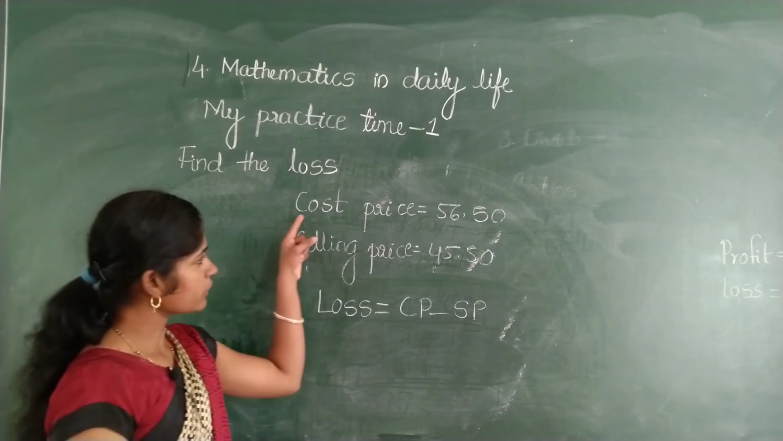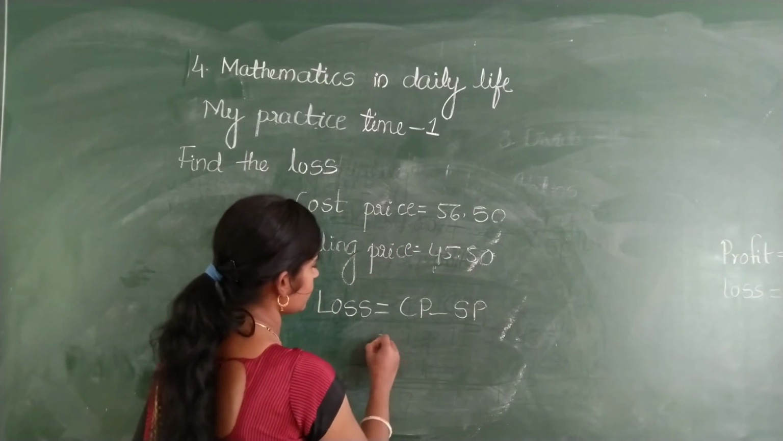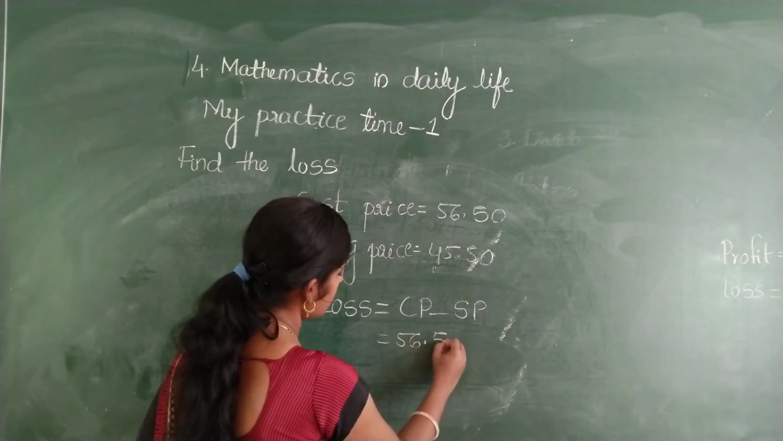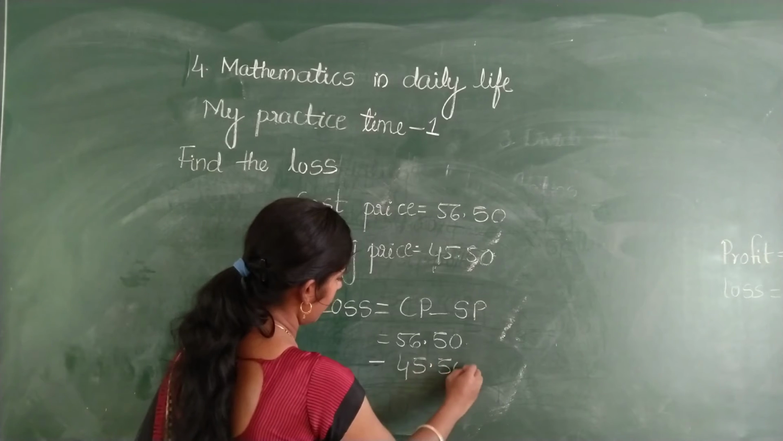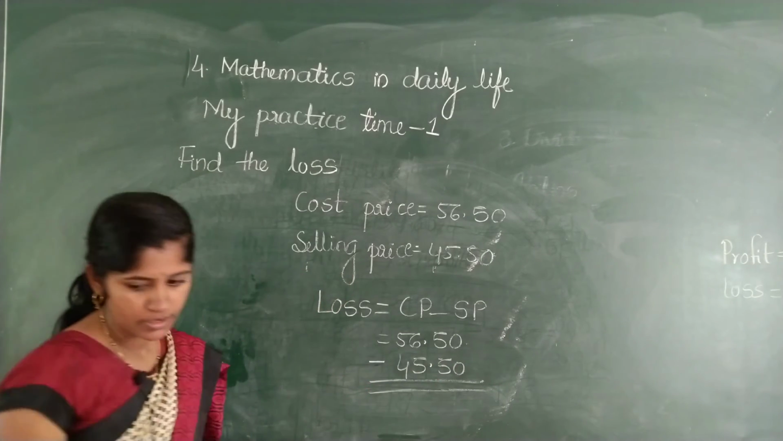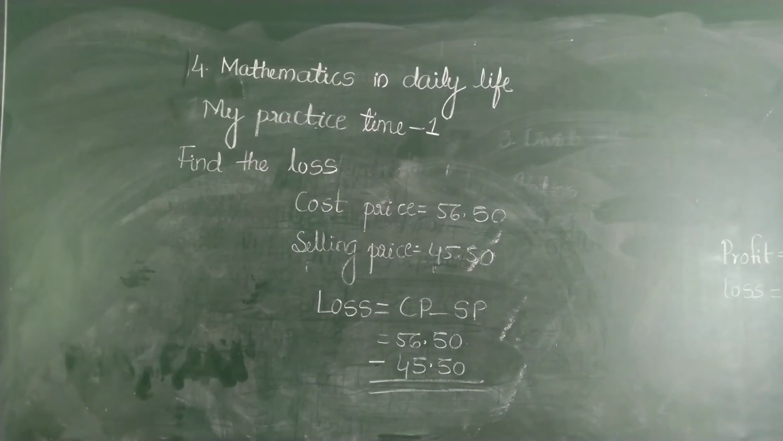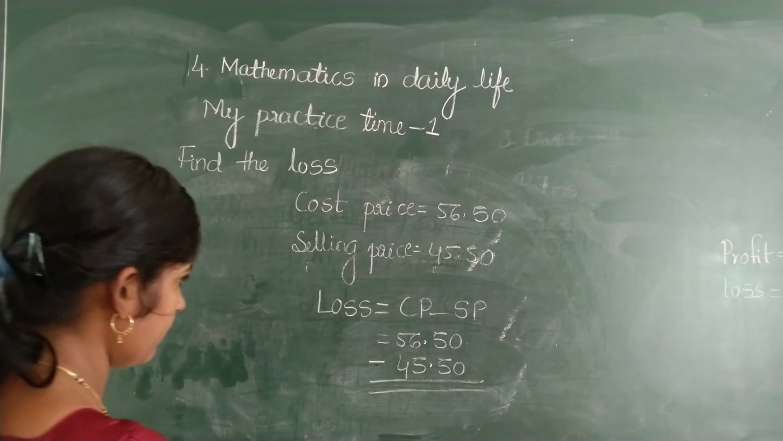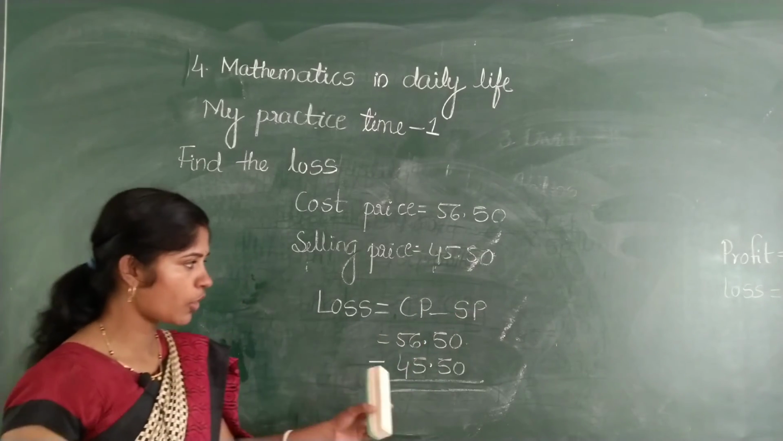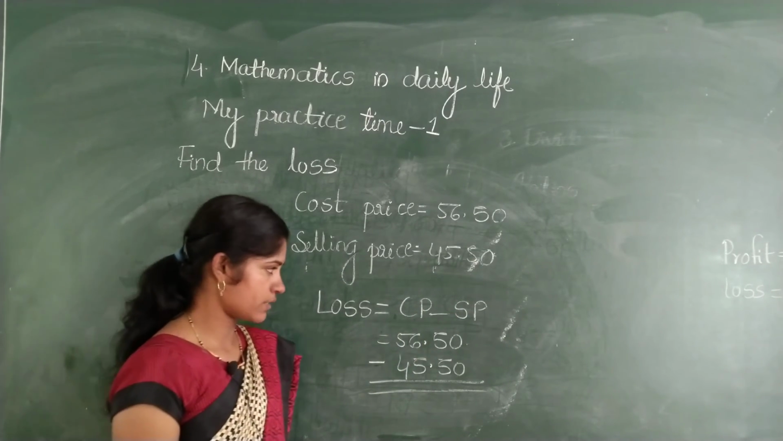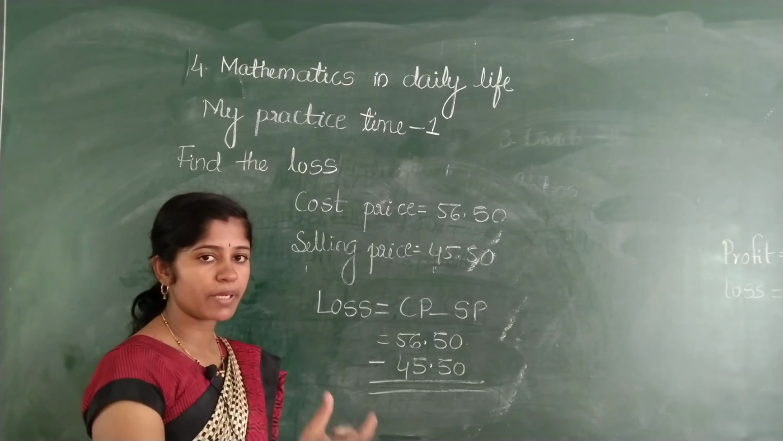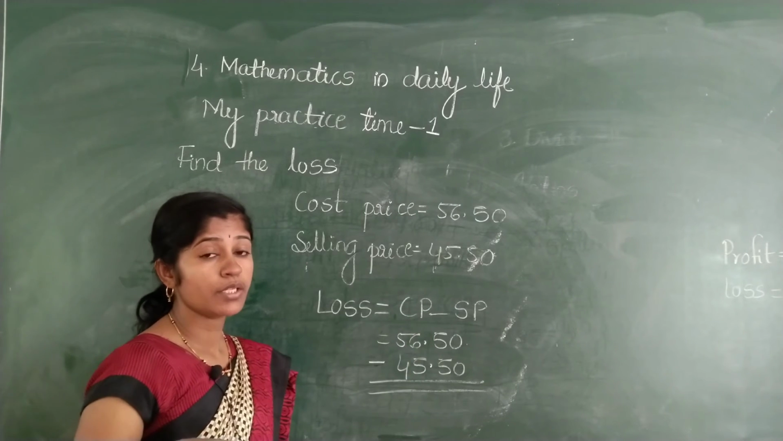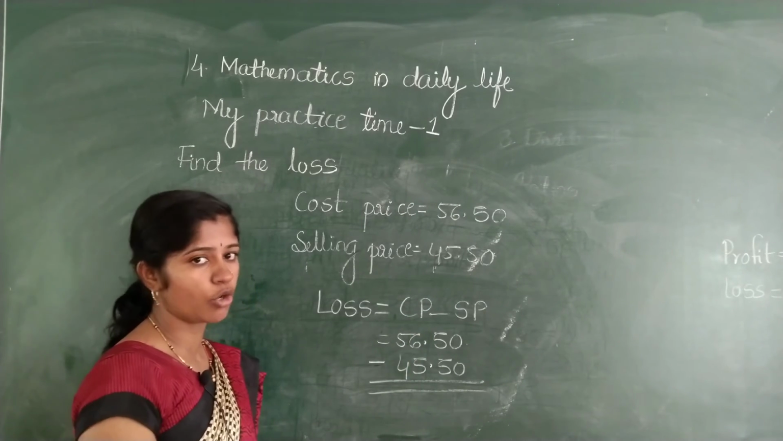See here, cost price how much is there? 56 rupees 50 paise minus 45 rupees 50 paise. I hope you are getting my point. To find profit the formula is different, and to find loss the formula is different. CP minus SP means cost price minus selling price. Cost price means it's the original price, whatever you are getting in the shop, the same price is there. Selling price means you are selling it to another person for another cost.